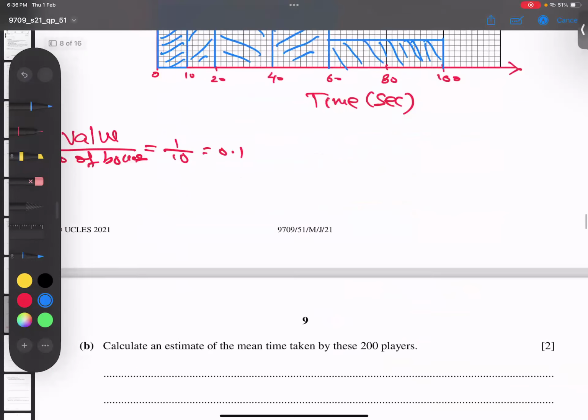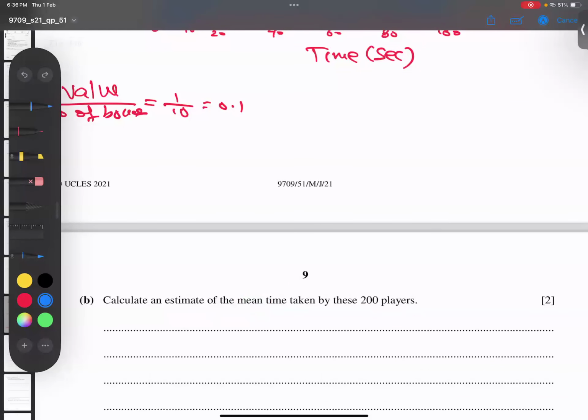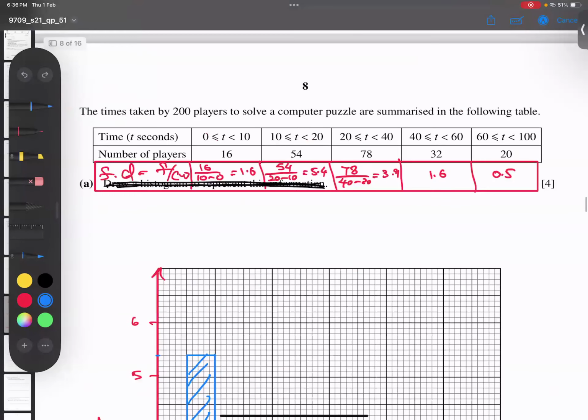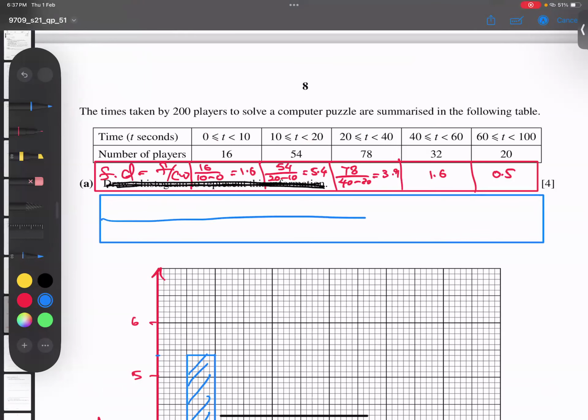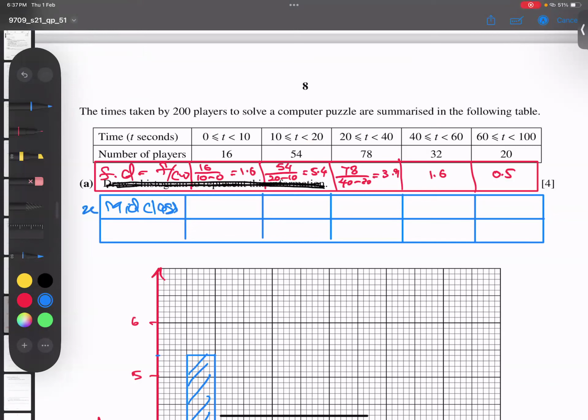Now part B. Part B, estimate the mean, if there are 200 players. So what I will do, I will save my time and make 2 columns here. The first column is called mid class. Mid class is represented by X, then the number of students or players is the frequency F, and here Fx.